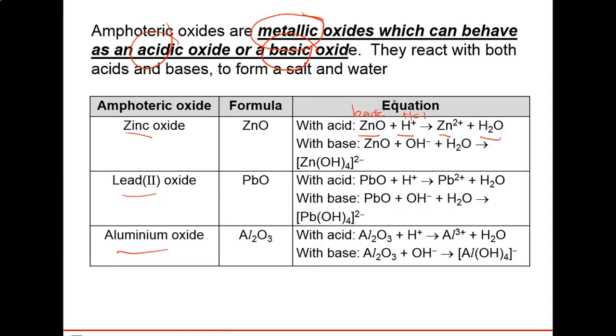But if I were to switch the H+ out for KOH, I now have a base and an acidic oxide reaction to give me a salt and water. So depending on what is the other reactant, amphoteric oxides can behave either as an acidic oxide or a basic oxide. So with acid, this is a basic oxide. With a base, this is an acidic oxide. So these are called amphoteric oxides.